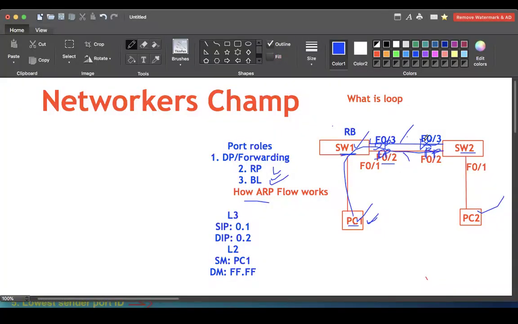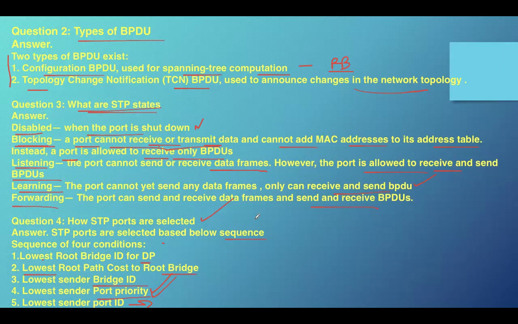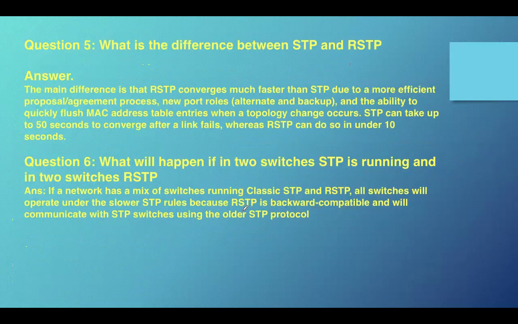Switch 2 will still receive BPDUs on this blocking port. So if, let's say, the actual RP goes down, switch 2 will turn this port from blocking to listening, learning, and finally this will become RP. So it is important to clear your doubts. It is all about the concepts, so you need to clear your doubts and have a very good understanding of the concepts. Okay. Another question: what is the difference between STP and RSTP?